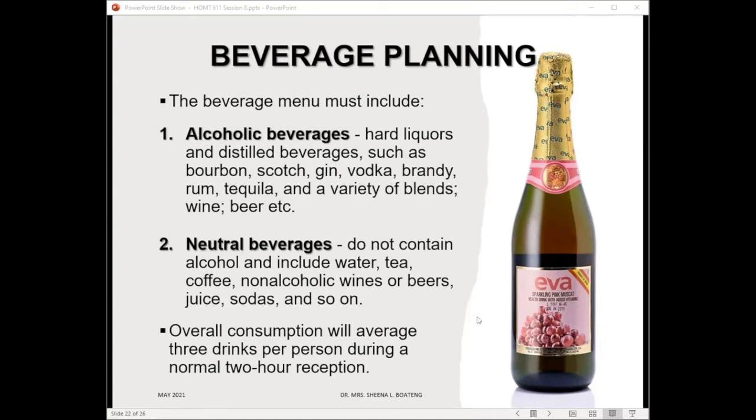These are all the responsibilities of the event professional. Right. So in terms of beverage planning, the event professional has to make sure that they have a good handle of the menu of beverages that are being served. If they are alcoholic, we need to know exactly the kinds of alcoholic beverages being served. If they are neutral or non-alcoholic, we need to know exactly which ones are being served.